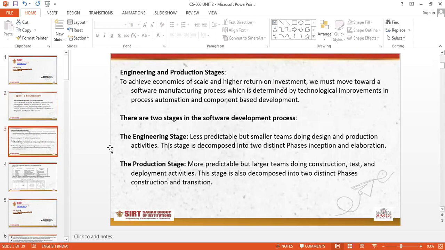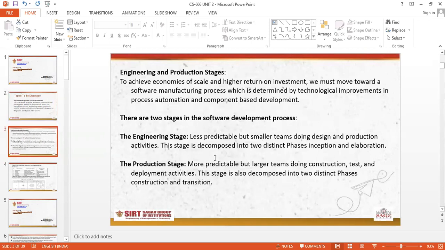To achieve production, that is, to achieve economics of scale and a high return on investment, we must move towards a software manufacturing process, which is determined by technological improvements in process automation and component inspection. There are two stages in the software development process: the engineering stage and the production stage.